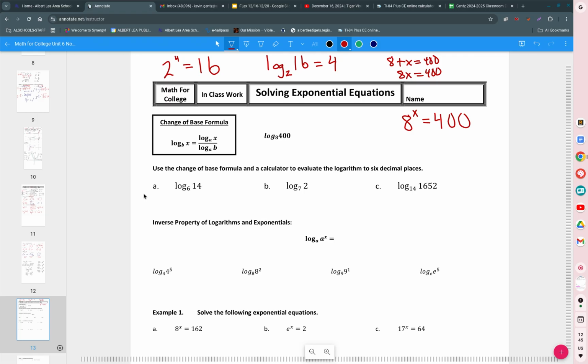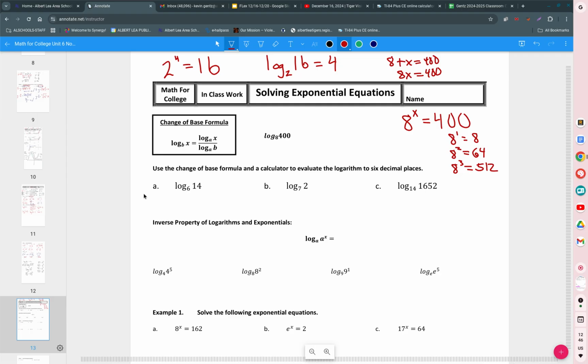It's not too bad, but I want you to just think about this. 8 to the first is 8. What is 8 to the second? 64. Anybody want to guess what 8 to the third is? It's 512. So does everybody agree that whatever x is, it has to be a number between 2 and 3? Probably closer to 3 because 512 is close to 400, okay? So we're going to figure out what that number is.